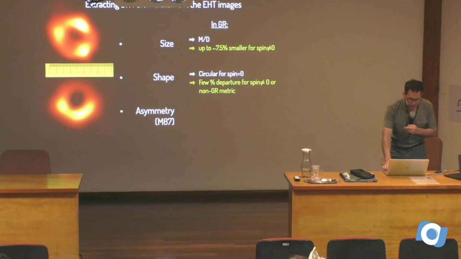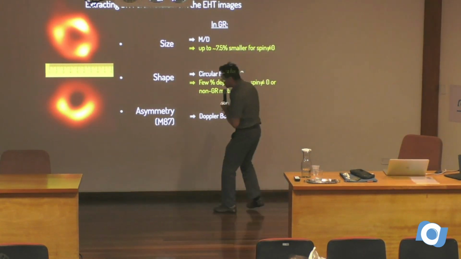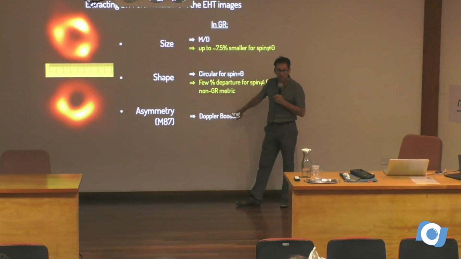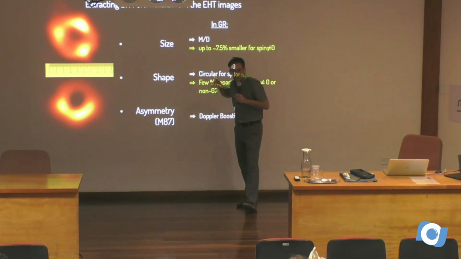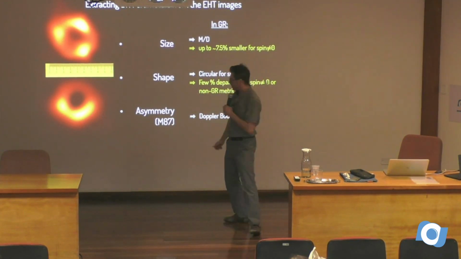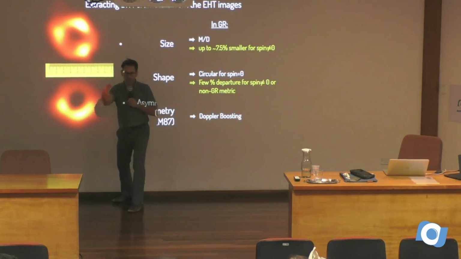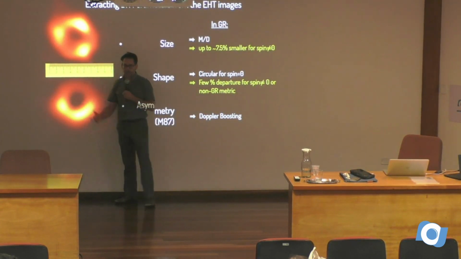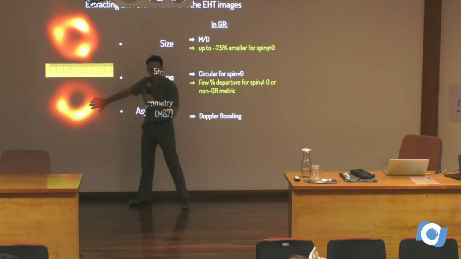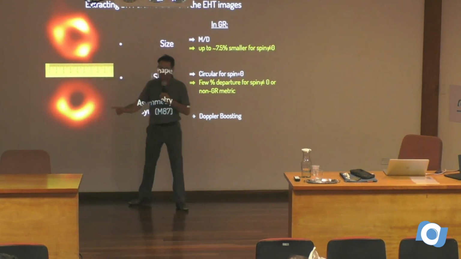Okay, in M87, this asymmetry that you see here, we interpret it with this GR effect, which is Doppler beaming or Doppler boosting. The radiation that is coming towards you is boosted, and the one that is going away is dimmer. And this is what you see here. This stuff is coming towards you, and this one is going away, okay? And from this, we knew that the plasma is going clockwise.